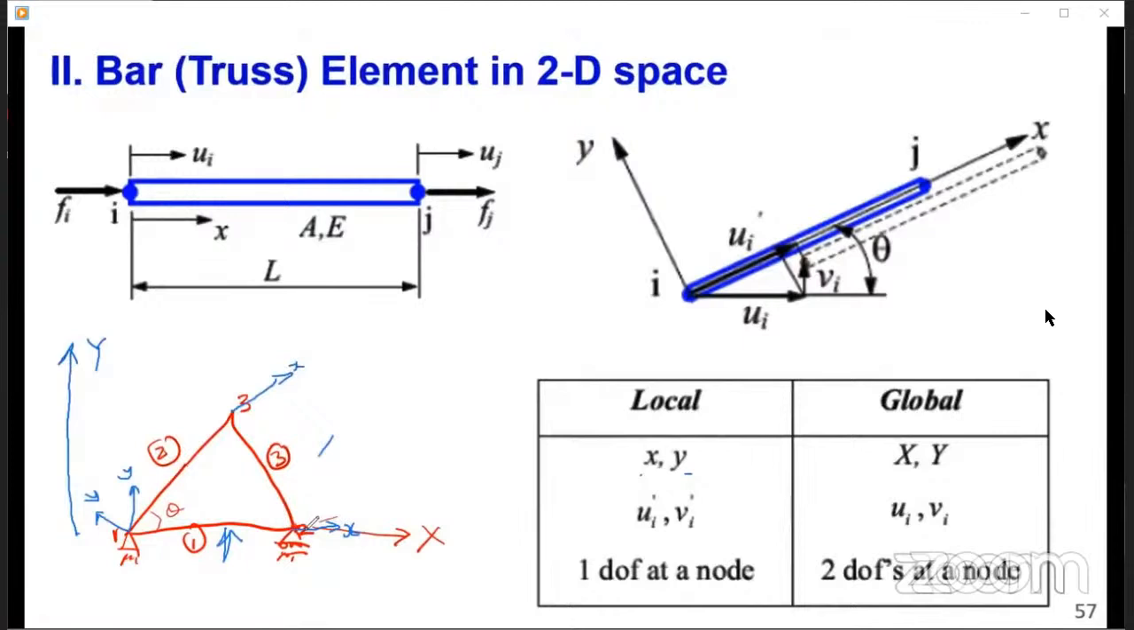So, to do this, we need to obtain what is called the transformation matrix. And this is today's lecture. How do we derive the transformation matrix?